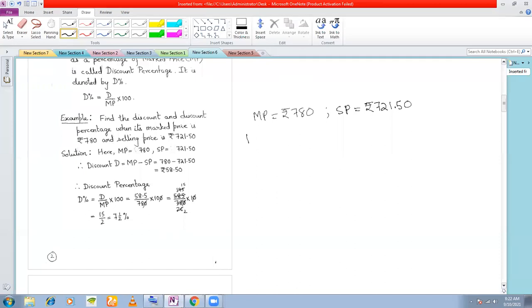You know that selling price is equal to mark price minus discount. From the above relation, I told you to remember, right? So if you want to find out the discount, you can just put it here. Selling price is 721.5, mark price is 780, minus discount.